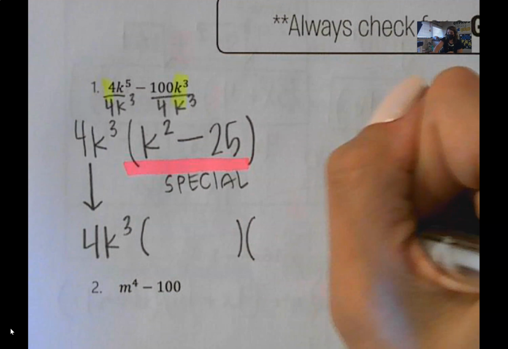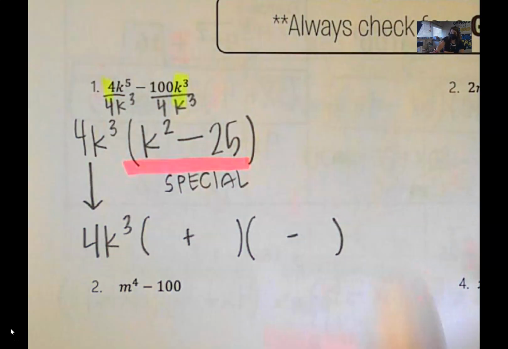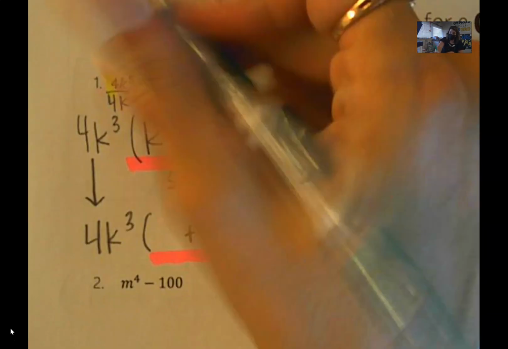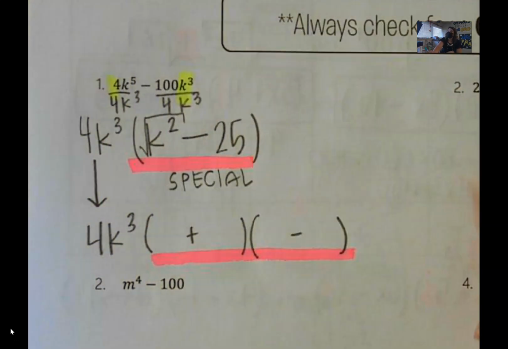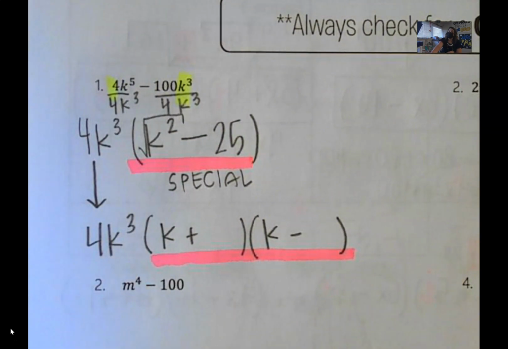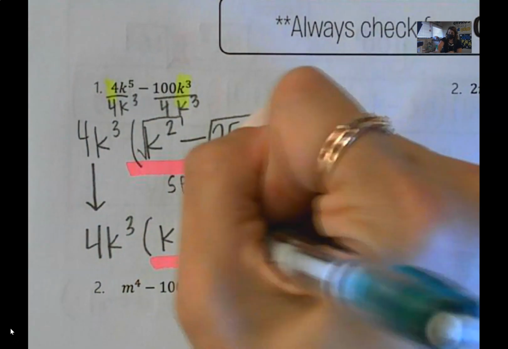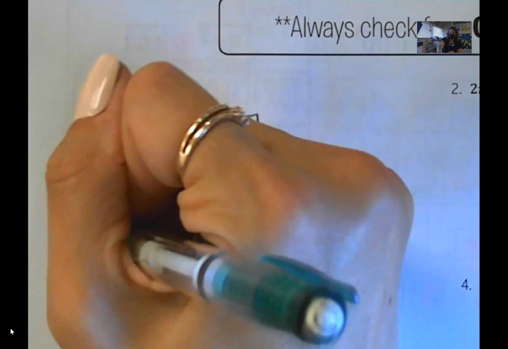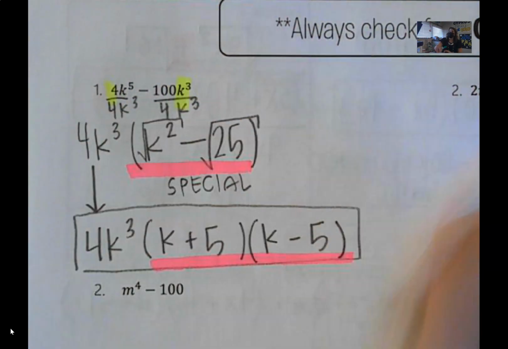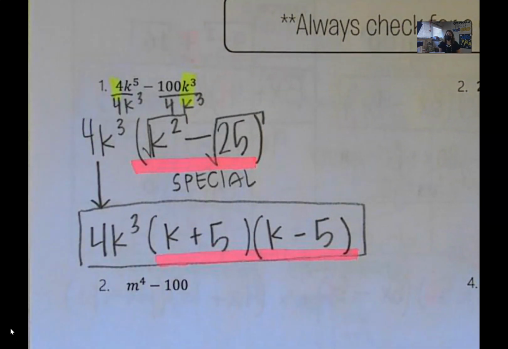Then that special binomial is going to turn into one of these situations. So we root k squared. That gives us a k in the first position. We root 25. That's going to give us a 5 in the second position. And this whole thing, all 3 terms, the GCF and the 2 binomials, is our final answer.